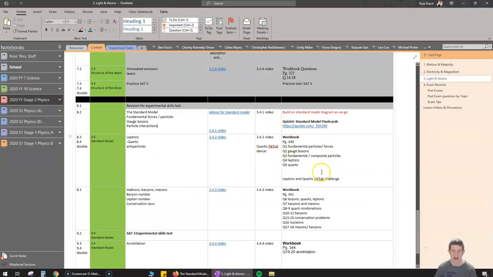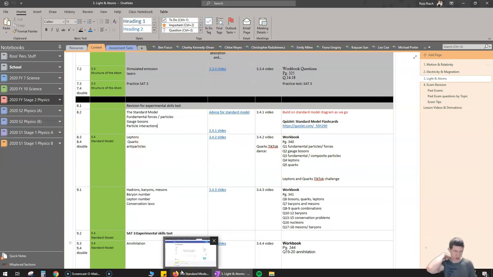No questions for today. Questions will start next lesson when we look at leptons, quarks, and antiparticles. So go through those flashcards, work on your mind map, and I look forward to seeing you guys next lesson.